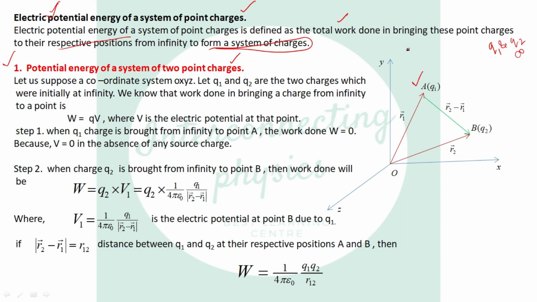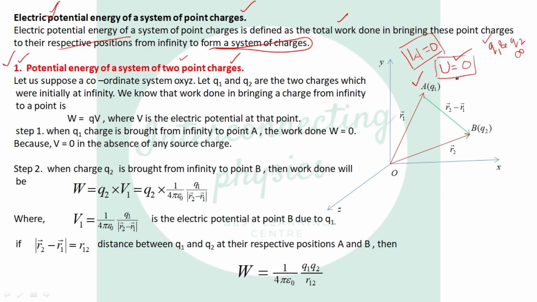Now the work done in bringing the charge Q1 from infinity to point A is 0. Why 0? It is a very important question. The electric potential energy for a single charge is 0, because you see here in heading number 1 we have taken the electric potential energy of 2 point charges, not 1. Why not 1? Because the electric potential energy for a single charge is 0.